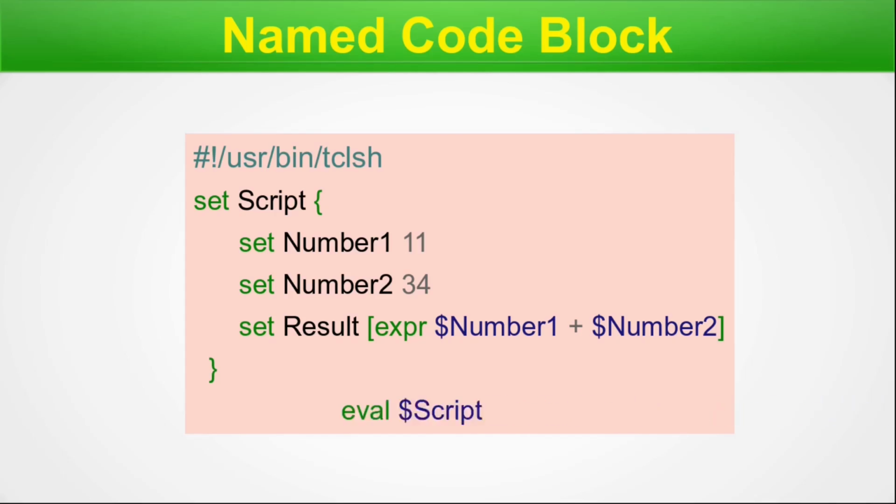So here is how we evaluate this code block: use the eval command, eval $script. So this is how we define a code block, and we execute it inside a particular script. This might sometimes become useful, which is why I have given the exact example. So you try at your end and let me know.